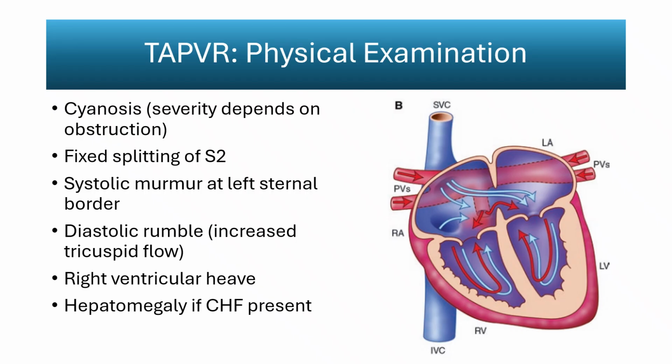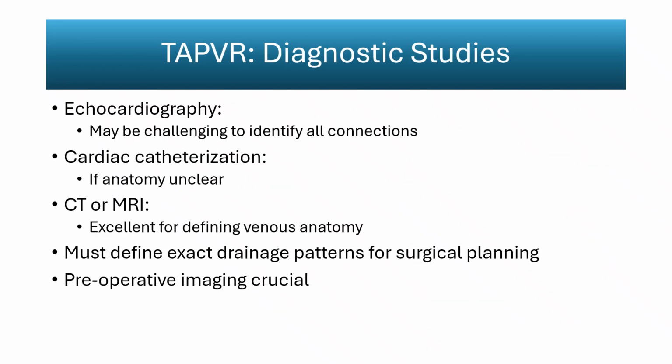These exam features are nonspecific in isolation, but when combined with cyanosis and suggestive imaging, they support the diagnosis and guide the need for confirmatory echocardiography. Accurate definition of venous anatomy is critical in TAPVR, as surgical repair requires precise identification of pulmonary vein drainage.